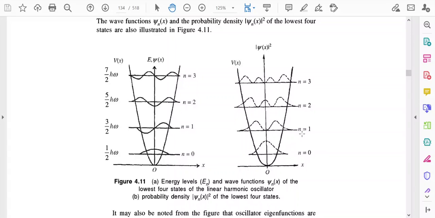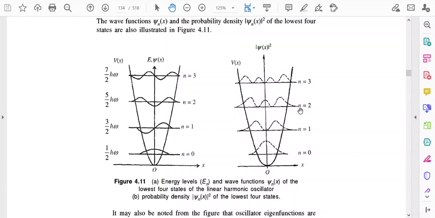But you see that for n equal to 1, the position of the maximum probability shifts slightly away from the mean position. This is the mean position. So the maximum value shifts here, and on this side it shifts here.